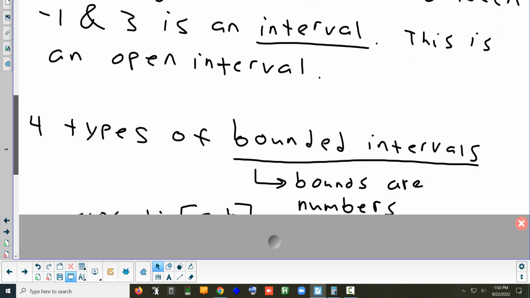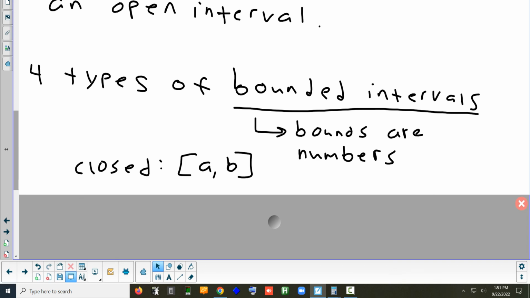So the idea of a bounded interval is that the starting point and the stopping point are numbers. And if you think, well, aren't they always numbers? No, there's a symbol we've been using that means the interval goes on forever. That's unbounded. Bounded means it starts at a number, it stops at a number.